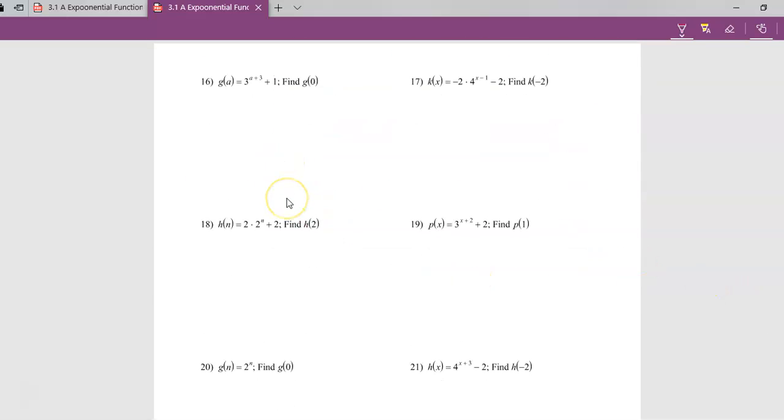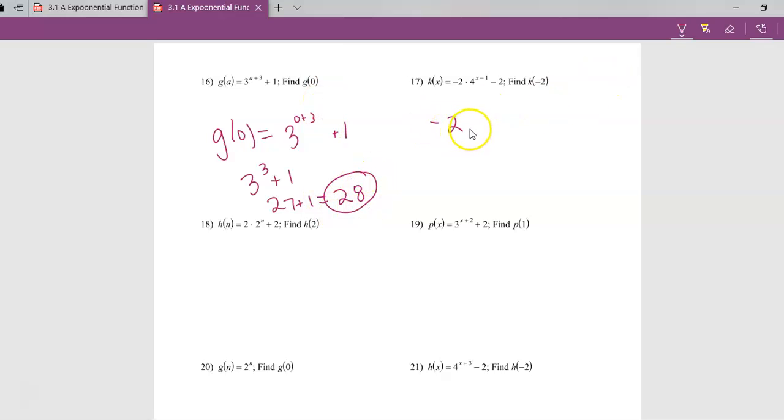Okay, let's just do a few more. So let's do number 16. We're going to plug in 0 again for a. So 3 to the 0 plus 3 plus 1. So 3 cubed plus 1. 3 cubed is 27. So this would be 28.